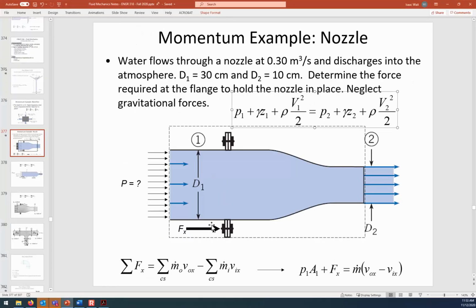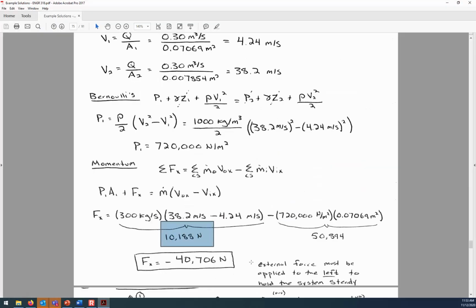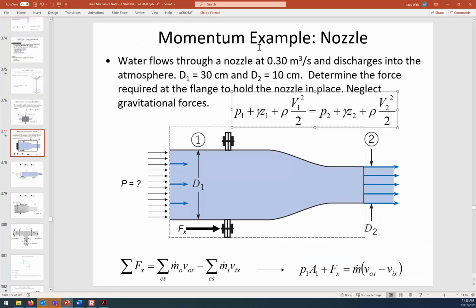So here on the flange, the convention is to show F_x to the right, but with the minus sign, and also by writing in text that the force must be applied to the left to hold the system steady, we've clearly addressed in the answer the question that was asked initially by the problem: what's the magnitude and direction required to hold the nozzle in place? Okay, so any questions about that?